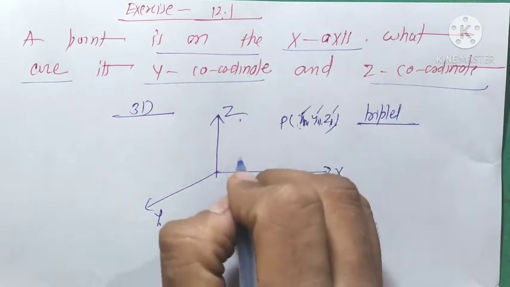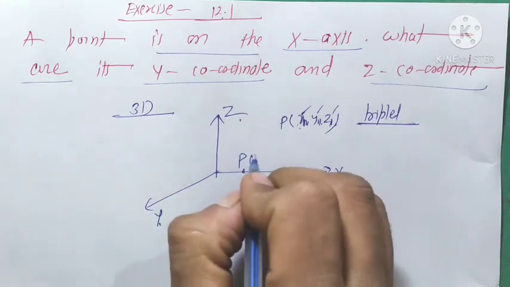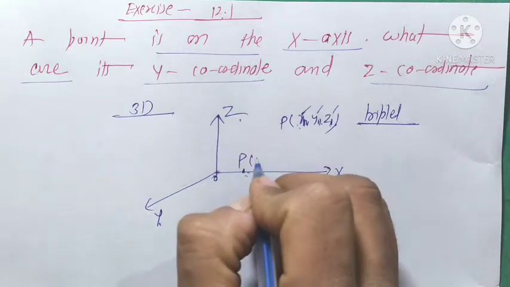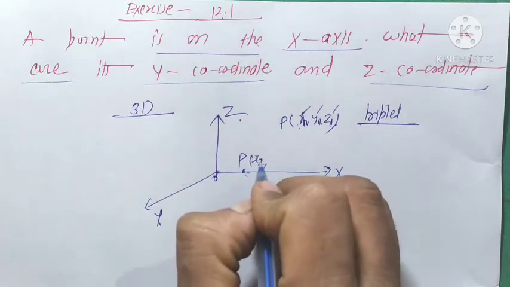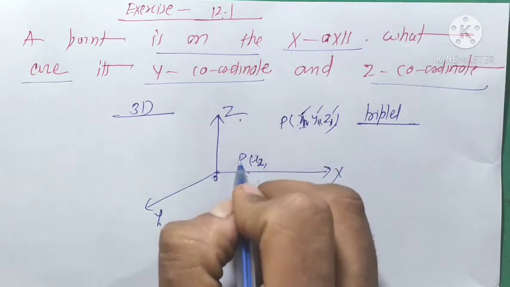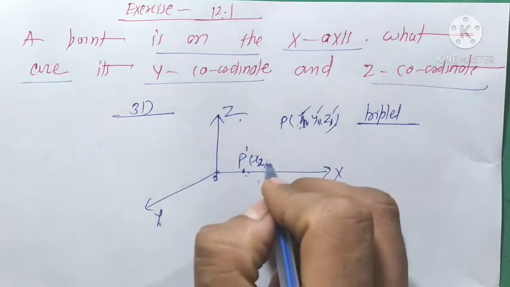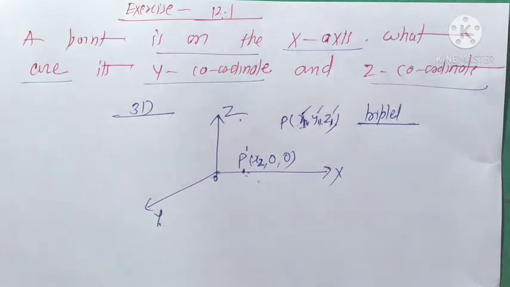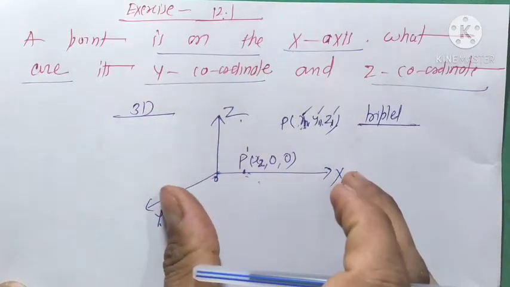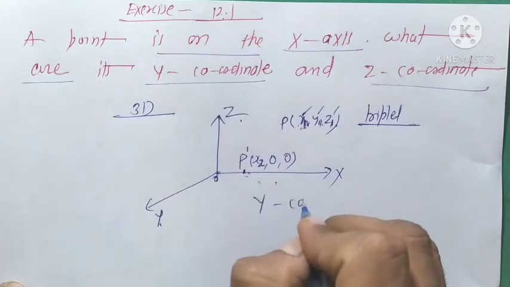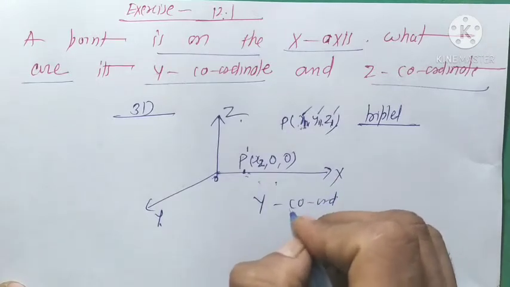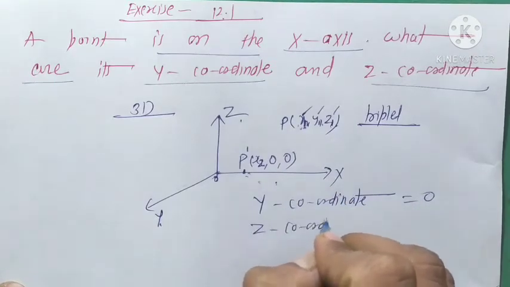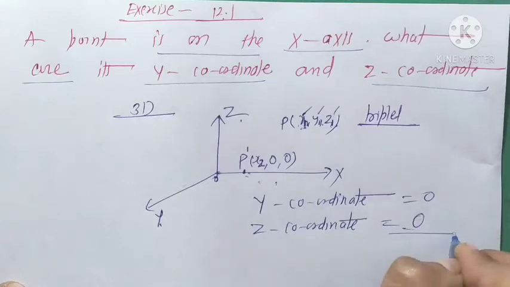But when we take this point on the x-axis, its x coordinate is the distance of this point from the origin, which is some value. We take x1 here, and another point, this is P and this is P dash. So its y coordinate will be 0 and z coordinate will be 0. So on this x-axis, the y coordinate will be 0 and the z coordinate will also be 0.